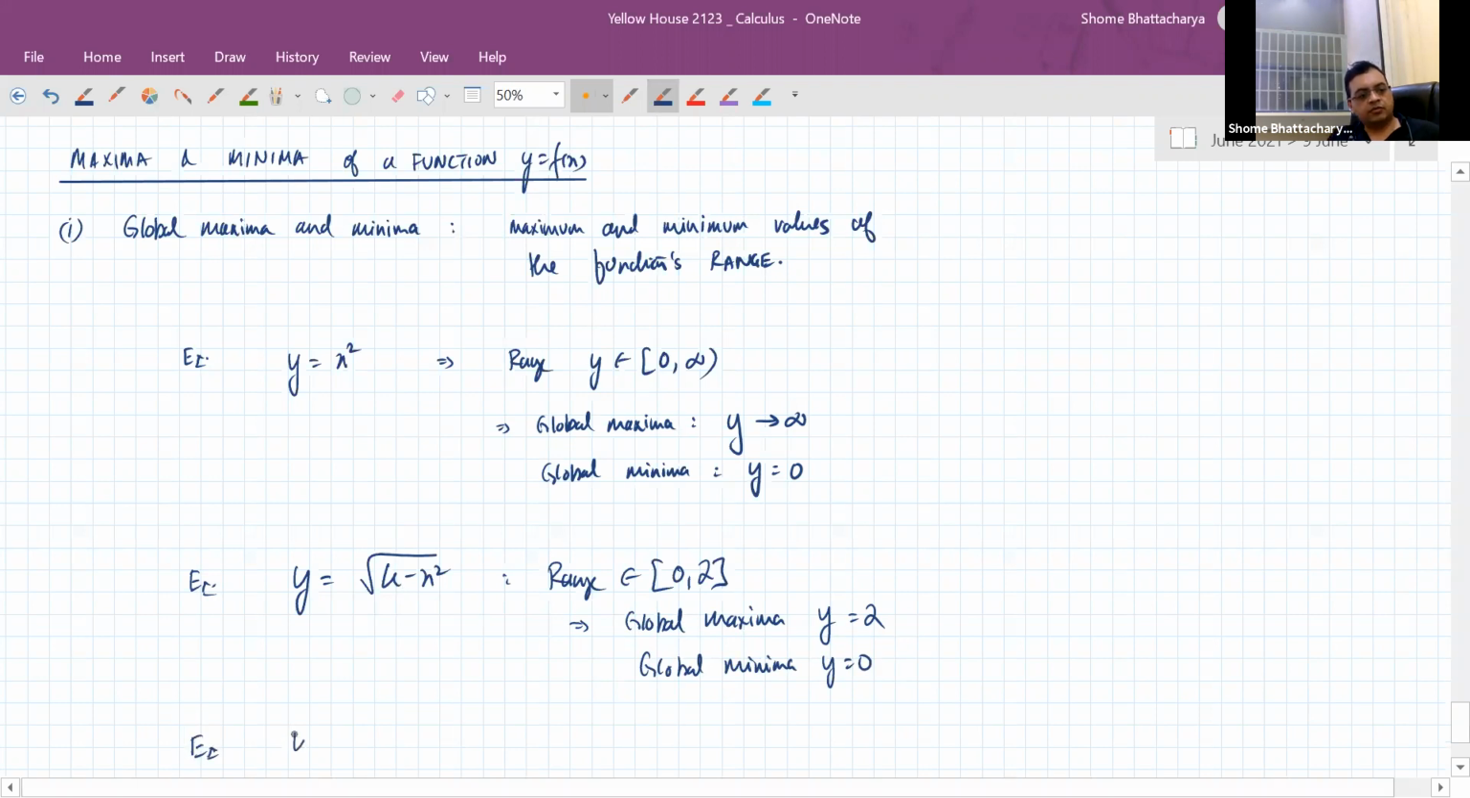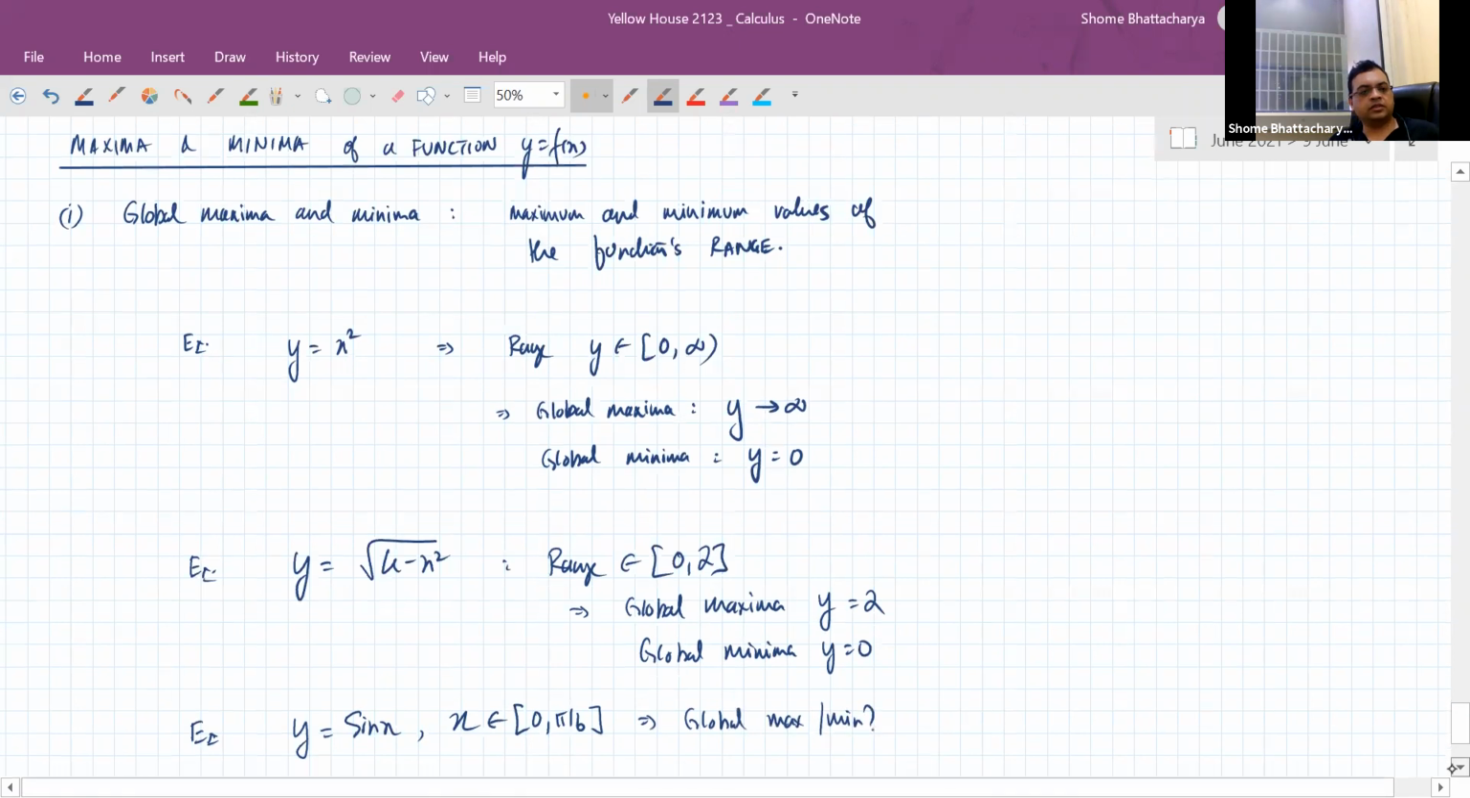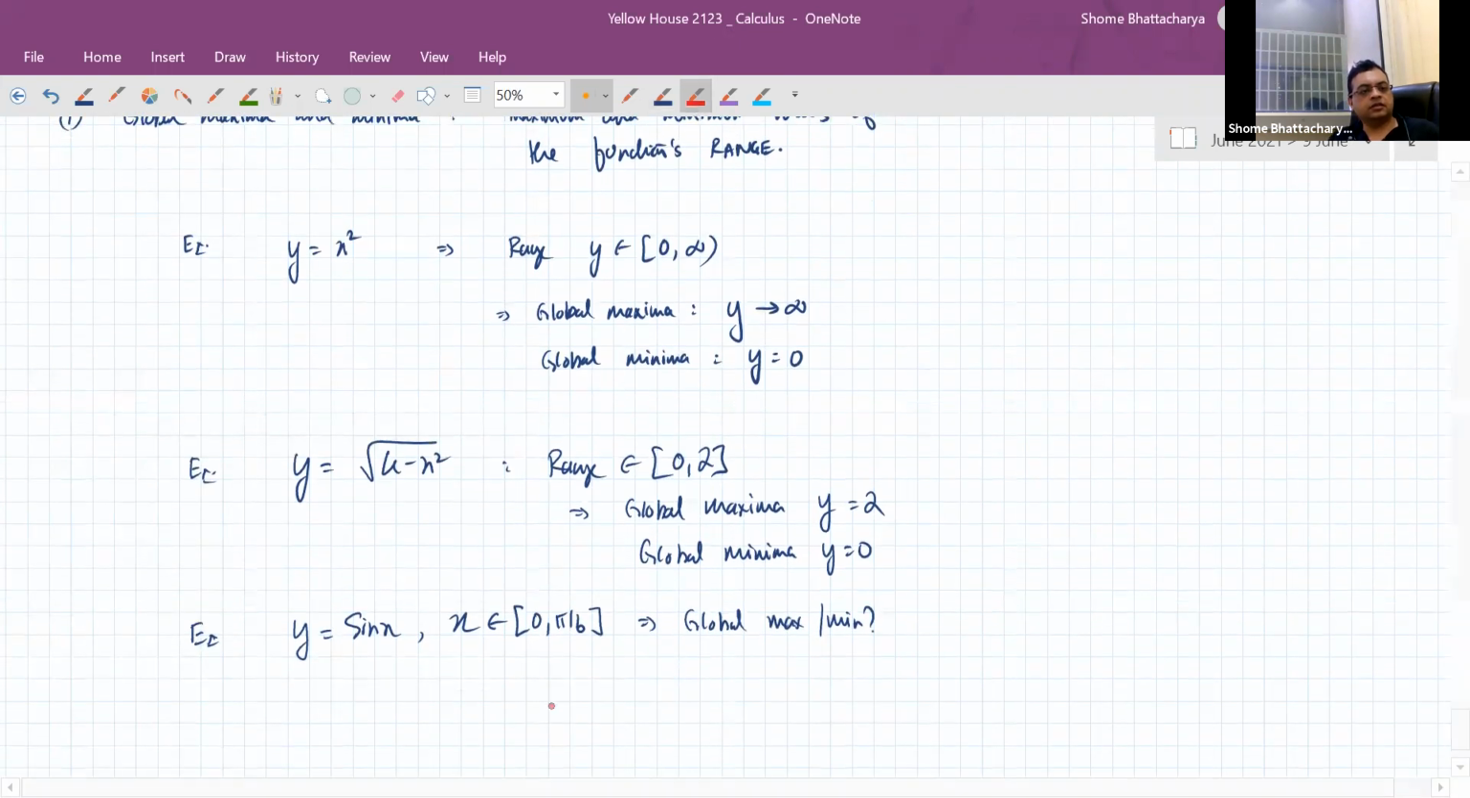But also let's look at an example of a restricted domain. So suppose I have y is equal to sin x, but x is only between 0 and pi by 6. So this is an example of a restricted domain. Okay. Then we want to find global maxima and minima. So we'll understand that for the given domain, what is the range? So we can see here that this is a restricted domain.